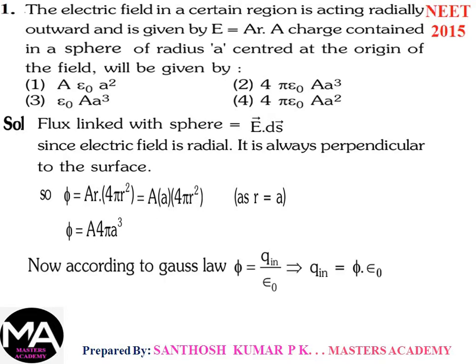Now, according to Gauss law, electric flux is charge enclosed by epsilon naught. Therefore, charge enclosed is equal to phi into epsilon naught. Therefore, on solving this, the charge is A into 4 pi a cube into epsilon naught. You will get the answer second one. Therefore, answer is second one.